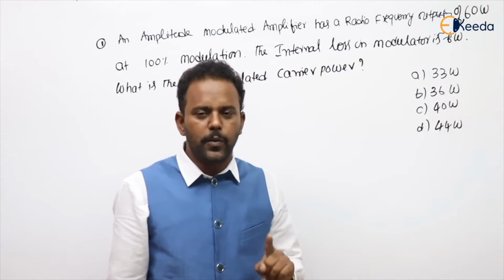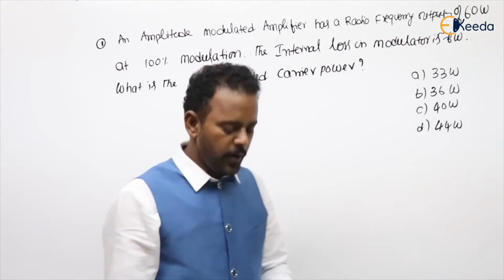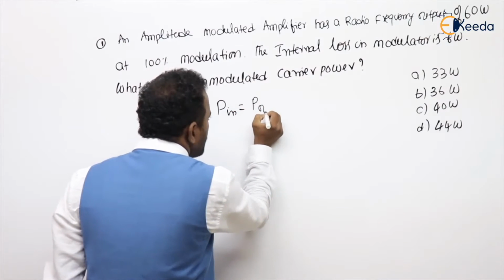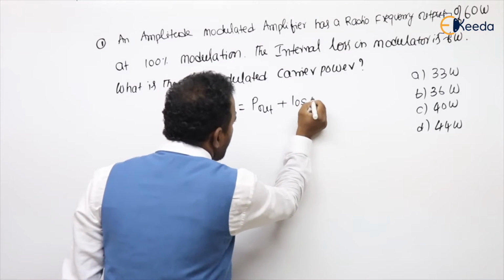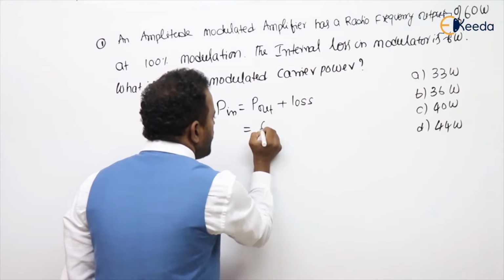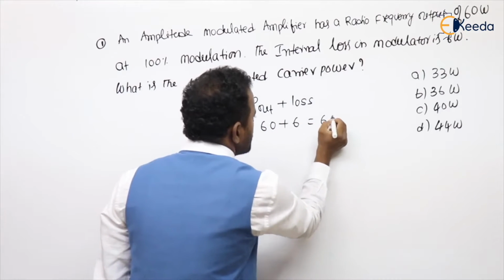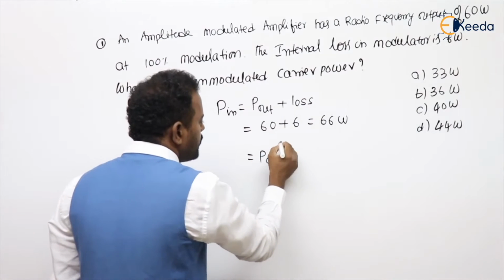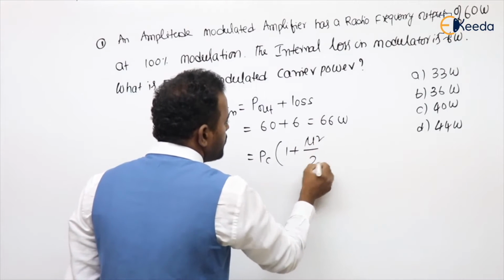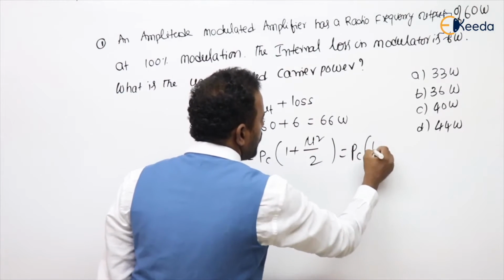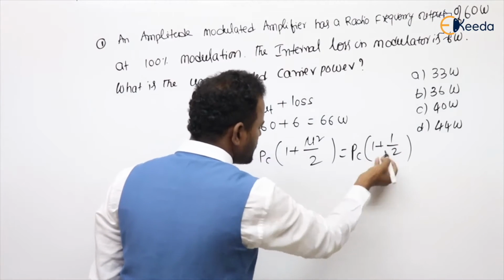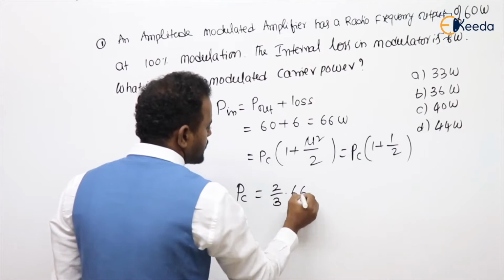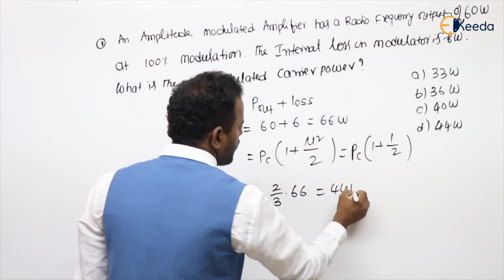So whenever we need to calculate the unmodulated carrier power, first we need to calculate the input power, students. Input power is nothing but output power plus the loss. What is the output power? We are given 60. What is the loss? 6. So 66 watts. So this we have to treat as PT. What is the formula? PT equals PC into 1 plus mu square by 2. What is the mu value given? 1. So PC into 1 plus 1 by 2 means 3 by 2. Then PC equals 2 by 3 into PT. PT is 66. Then it becomes 44 watts.